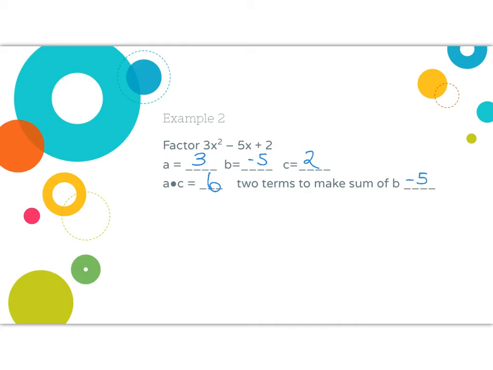What we know is that these two terms could be negative 3 times negative 2, because that equals positive 6, and negative 3 plus negative 2 equals negative 5. So we're going to expand our middle term here into these two. So 3x squared minus 3x minus 2x plus 2. Again, it doesn't matter the order of these. I could have put these in opposite if I wanted to and still would have come with the same answer.